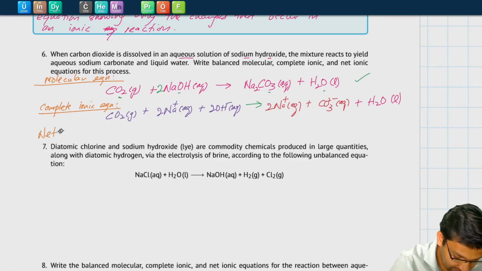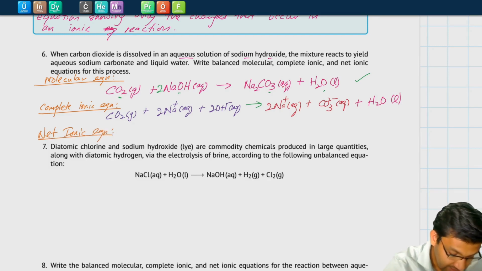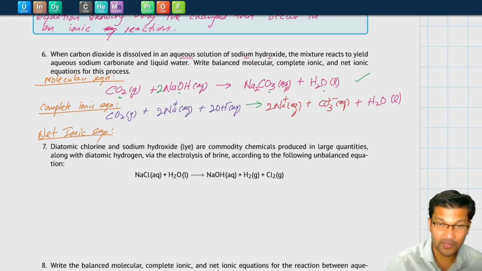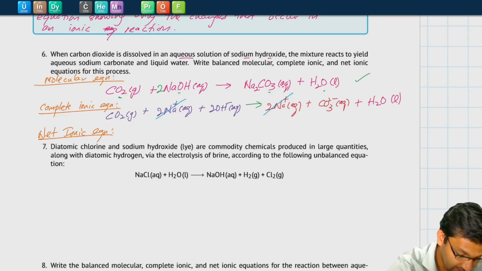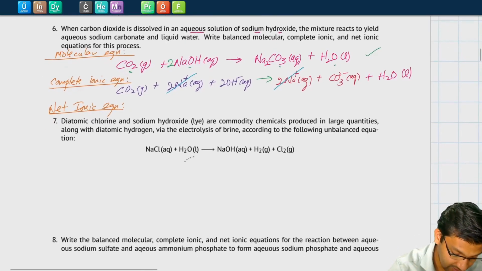Let's look at our net ionic equation. In the net ionic equation, we just ignore all of our spectator ions. So let's figure out which ones are spectator ions. Here we have 2 sodium on the left, 2 sodium on the right. That remains the same, so they're spectators, they don't do anything. Everything else changes form some way or the other. Carbon dioxide gas goes to form carbonate aqueous. 2OH- helps to form the water. So everything else constitutes the net ionic equation.